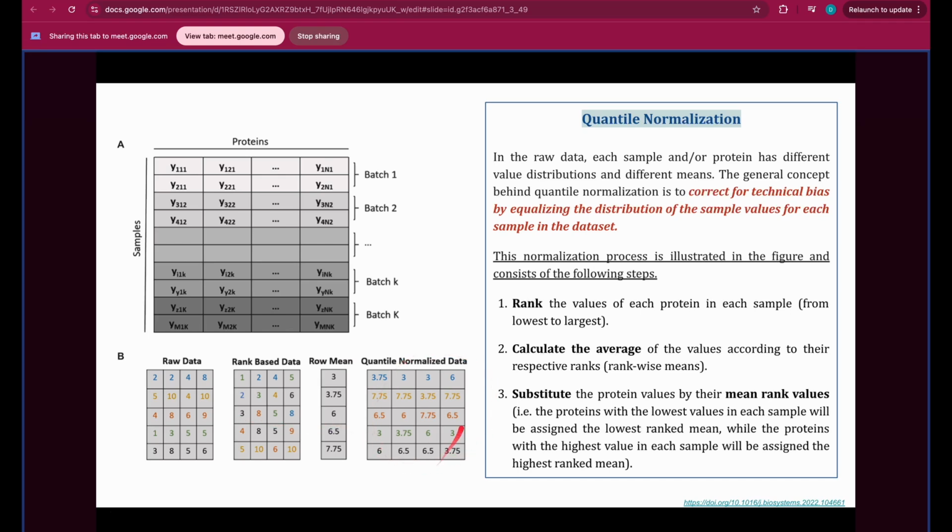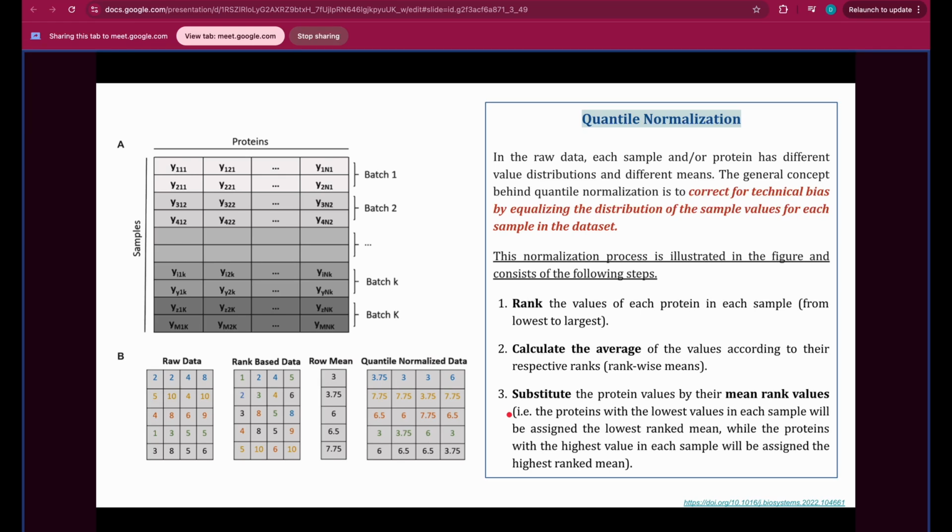Similarly, we will do the substitution for the entire rank-based data, the entire columns of the raw data, but make sure that whenever you are looking at a column, the rank of this column will be compared with the ranking of that particular column. So its rank will be seen column-wise, whereas the mean will be seen row-wise. That's why it is known as mean rank values. Okay, so I hope you are clear with this.